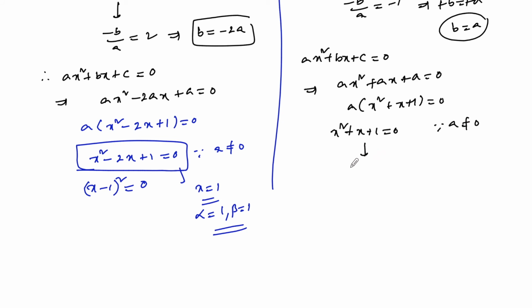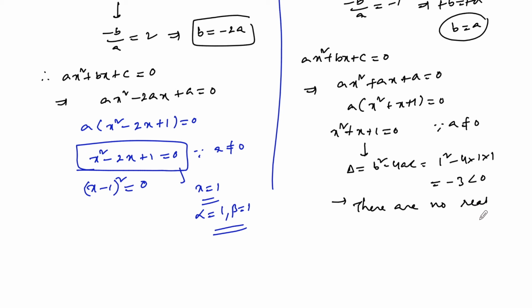Here the discriminant, b square minus 4ac, is equal to 1 square minus 4 into 1 into 1. So that is 1 minus 4, which is minus 3, which is negative. So there are no real roots for this quadratic equation x square plus x plus 1 equals to 0. So for the real roots, under the different cases, say this is case C.